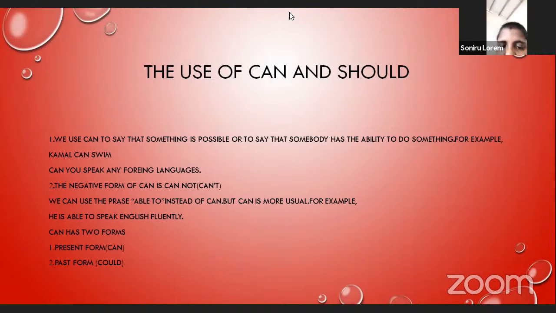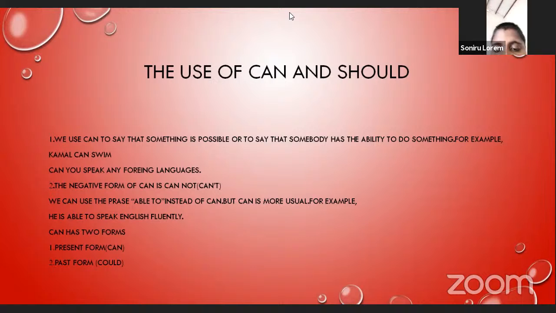So let's talk about it. But remember that they can be used in different categories in the English language too. They can be used as articles, auxiliary verbs, and so on. So let's move on and talk about the use of can and should.